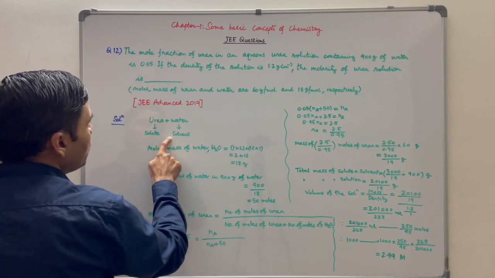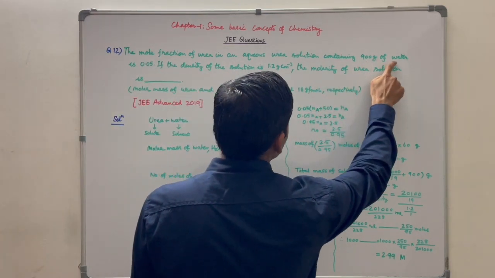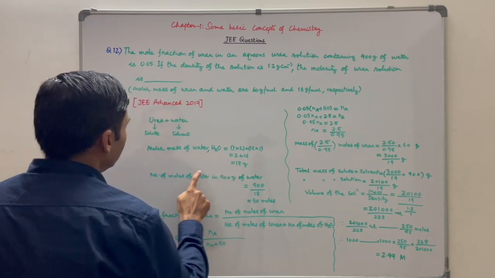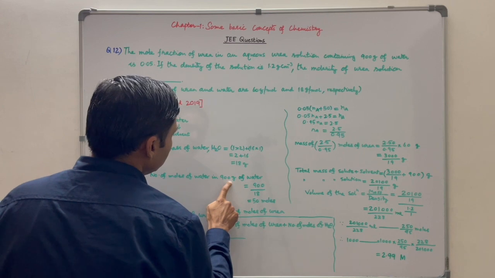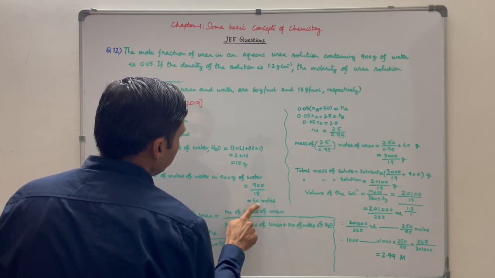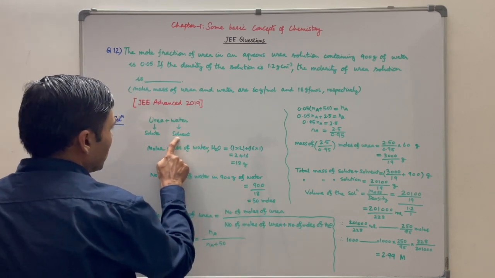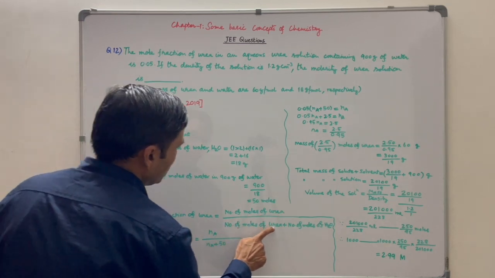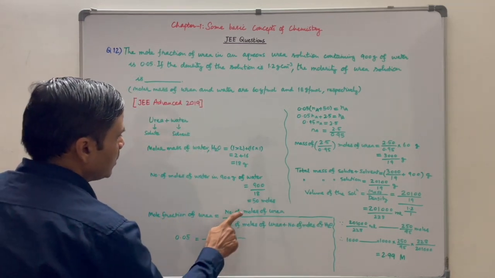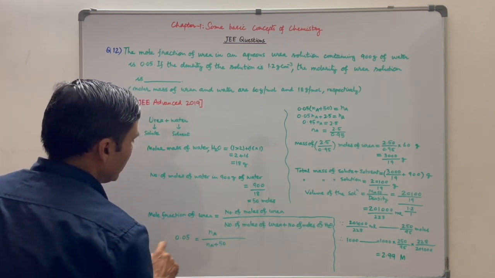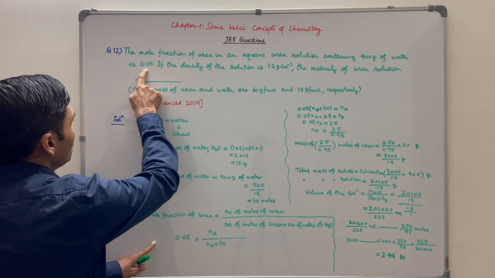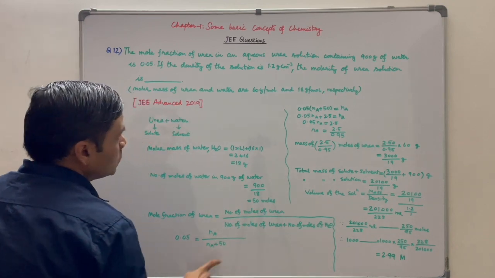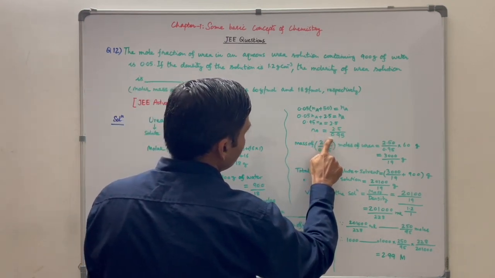First, we will figure out how many moles of water are there in 900 gram of water. Molar mass of water is 1 into 2 plus 16 into 1, that is 18 gram. So number of moles of water in 900 gram is 900 upon 18, that is 50 moles. So there are 50 moles of solvent water. Now mole fraction of urea is equal to number of moles of urea upon number of moles of urea plus number of moles of water. Let's say number of moles of urea is represented by na. So mole fraction of urea is given as 0.05. So 0.05 is equal to na upon na plus 50. So na comes out to be 2.5 upon 0.95.